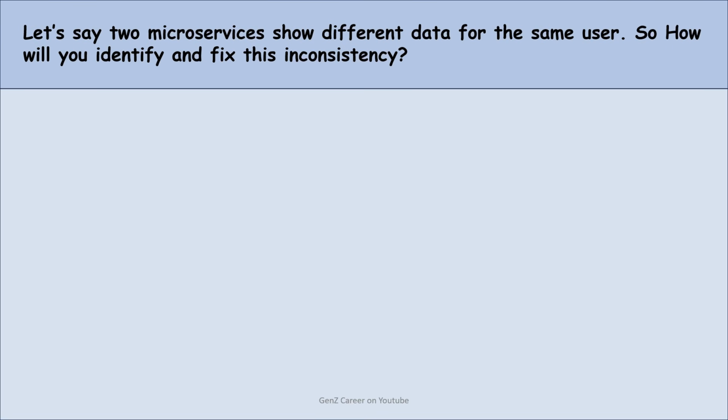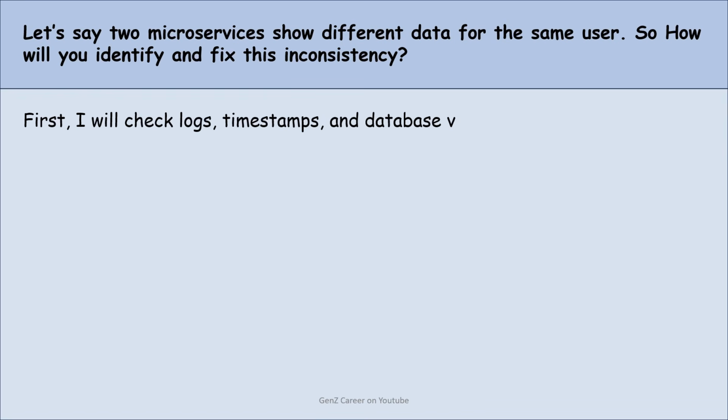Let's say two microservices show different data for the same user. So how will you identify and fix this inconsistency? So basically, first I will check the logs, timestamps and database values to see where the data is different.